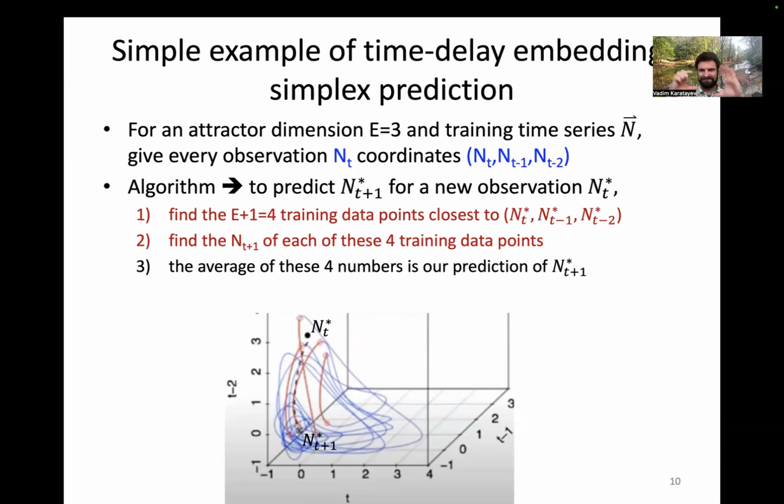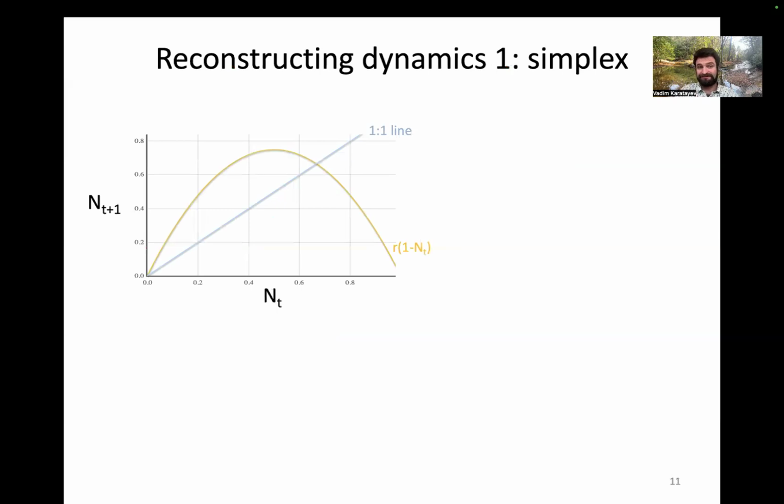Take where the system is now, that point in that 3D space, and find E+1, so the 4 data points in the training set that are closest to that part of time delay embedding space. In this case, that's these 4 circles. Then look at where those 4 circles go in the next time step and take the average of them. That is our best prediction of N(t+1). That's the entire model.